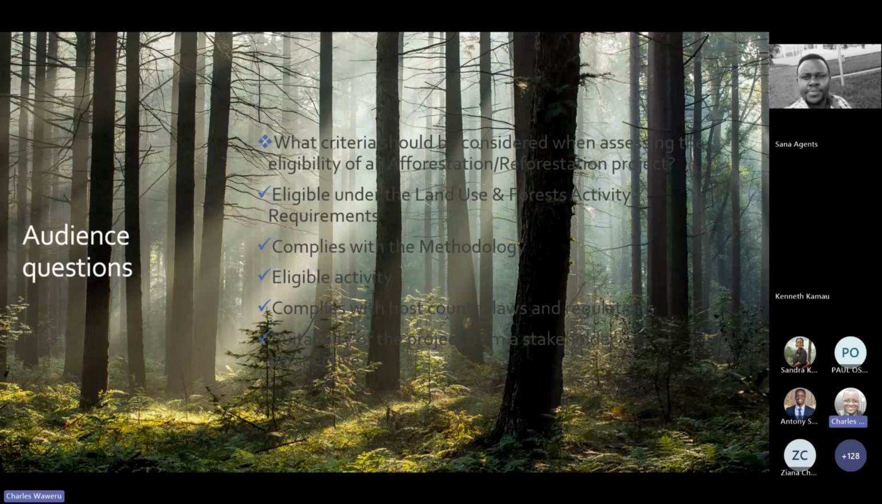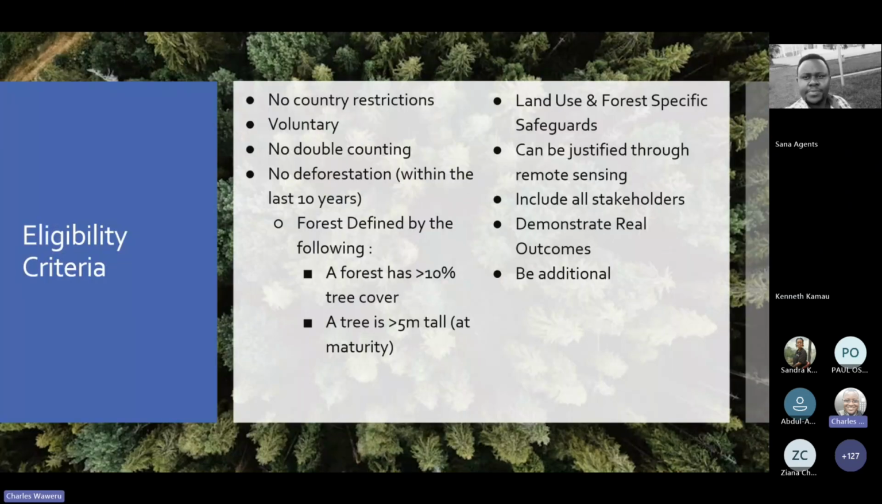Because the Gold Standard will never allow you to register a project if it's in contravention with the host country guidelines. Just keep that in mind. Just a reiteration again: there are certain criteria that are very strict. Sorry for that, I noticed the last slide was not very clear. I'm just doing a quick recap in this next slide about some of the guidelines.